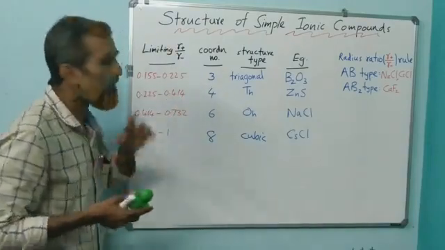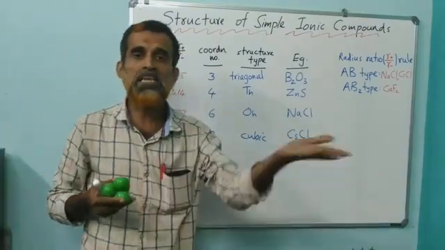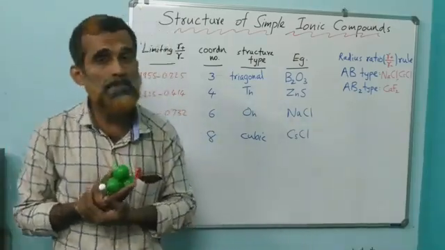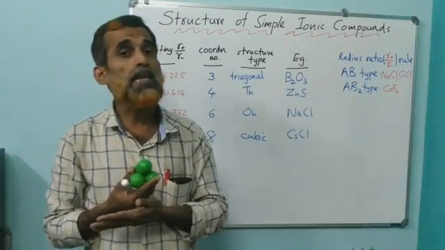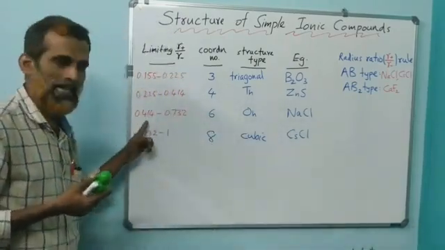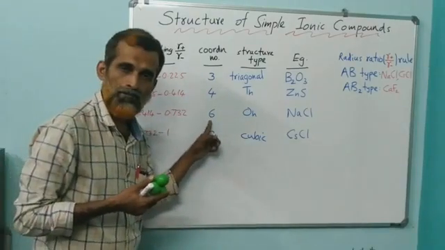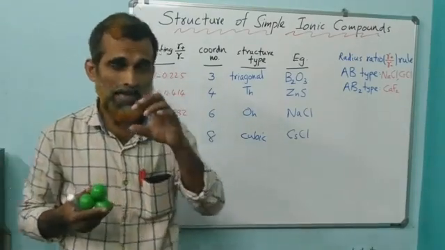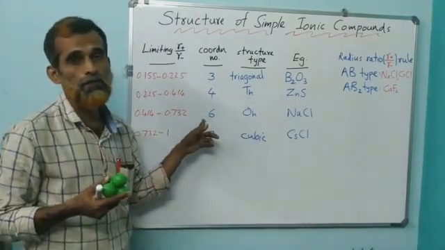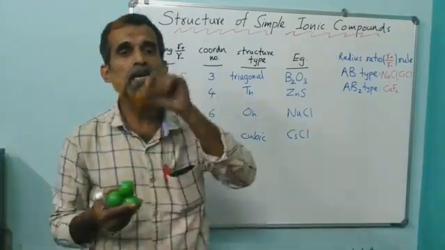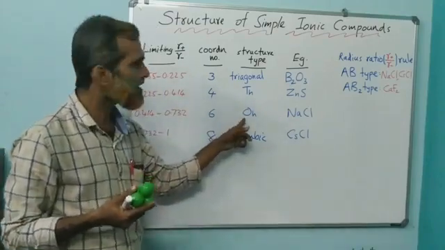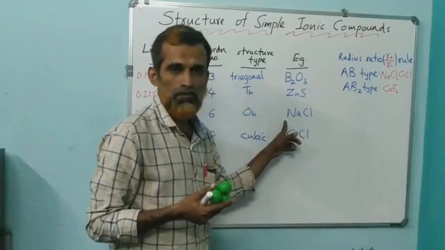When it reaches 0.414, the more stable occupancy is entering into the octahedral void, right? That means it changes into octahedral void. You know, octahedral void is the vacant space at the center of 6 touching spheres. So the coordination number will be 6. That means there will be 6 anions around this cation. So it is an octahedral structure arrangement. An example is sodium chloride.